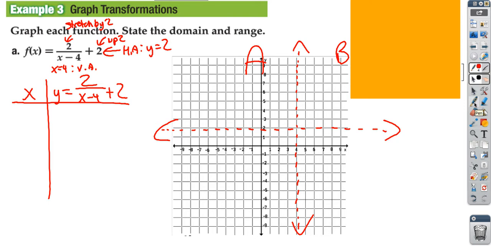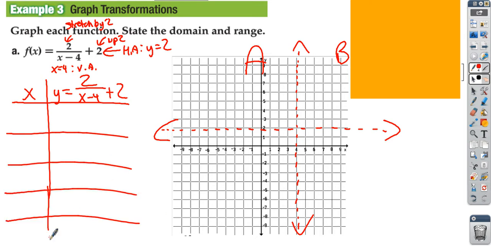Well, our key value here is x equals 4. So let's get a couple points to the right and to the left of that. Just to give you an idea of which points we should pick, the best points to pick here would be any x-intercepts or y-intercepts. Those tend to be the best type of ones to look for. So let's find x-intercepts and y-intercepts.